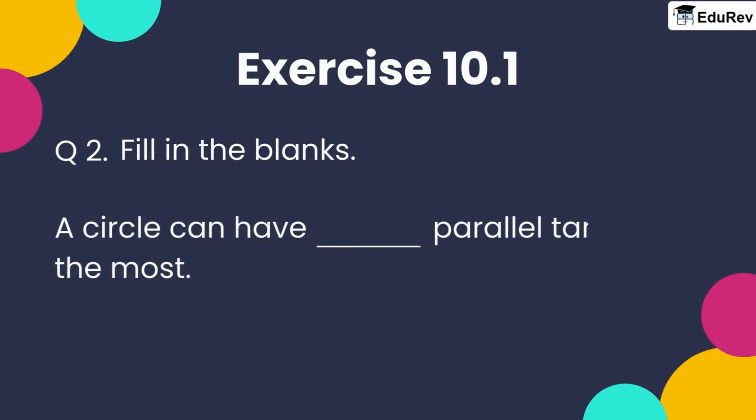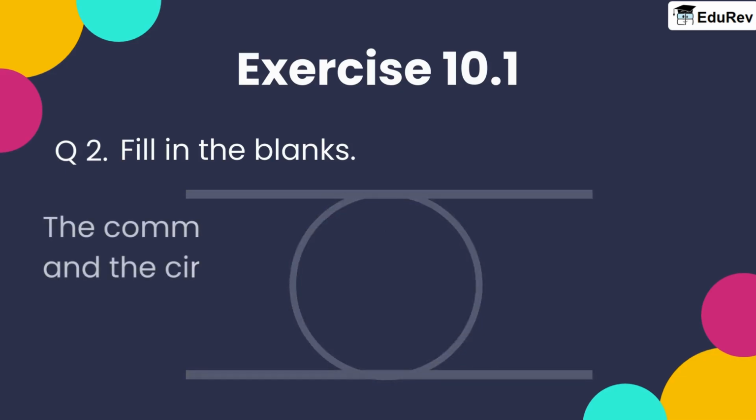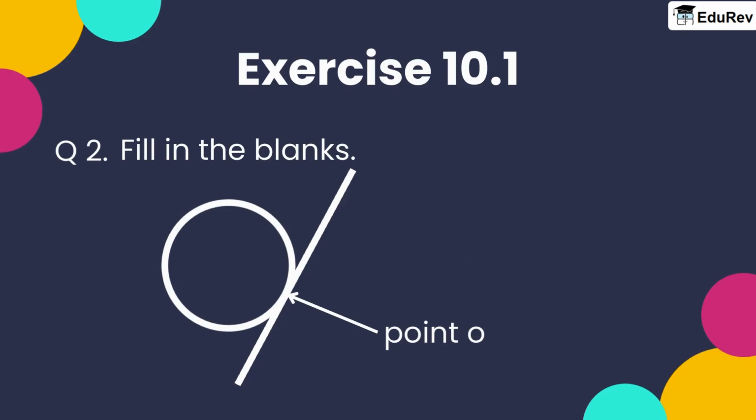A circle can have dash parallel tangents at the most. How many do you think they are? Yes, it is 2. A circle can have 2 parallel tangents at the most. The common point of a tangent to a circle and the circle is called dash. Try once. Yes. It is called the point of contact. The common point of a tangent to a circle and the circle is called the point of contact.